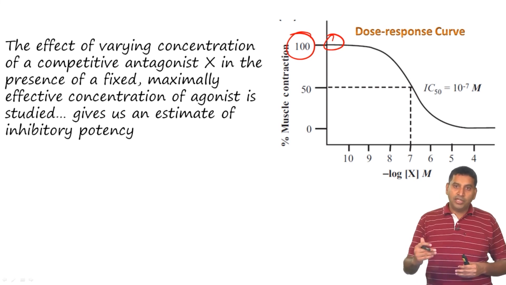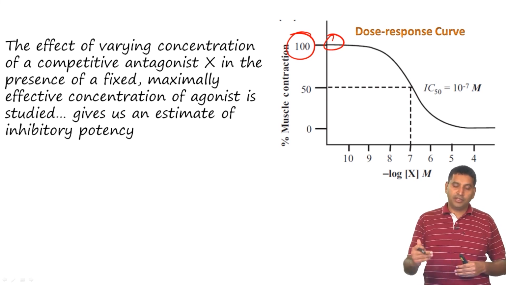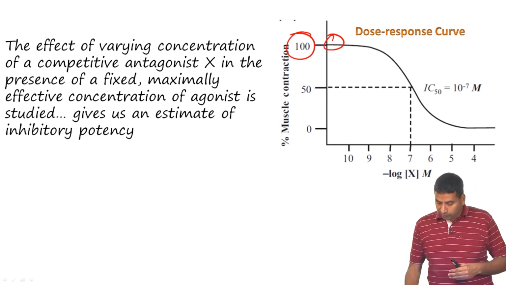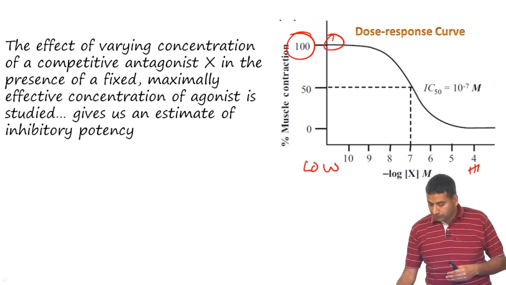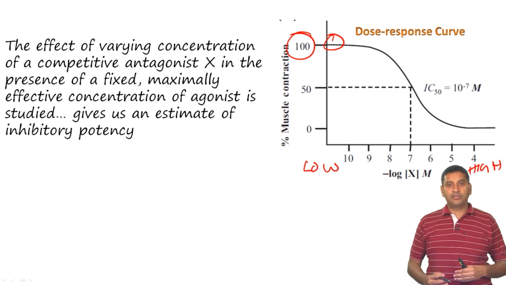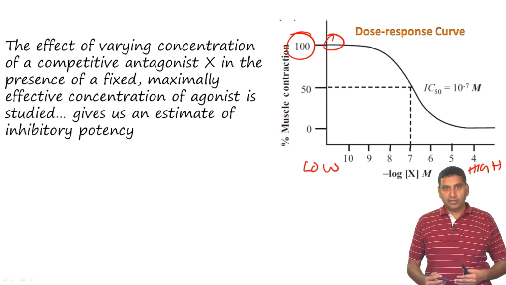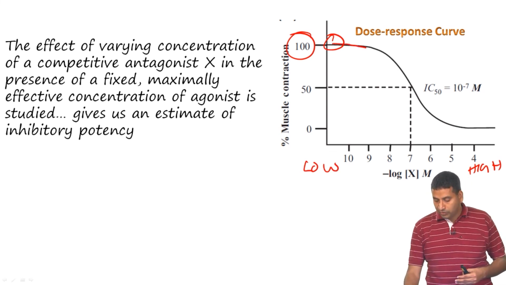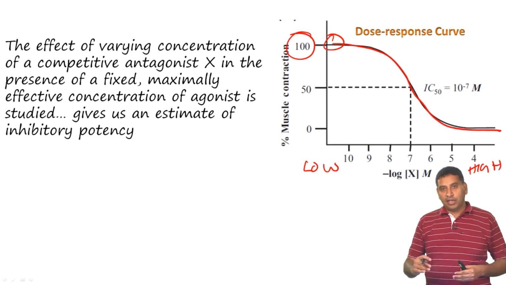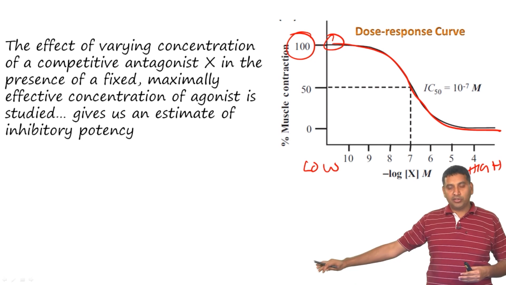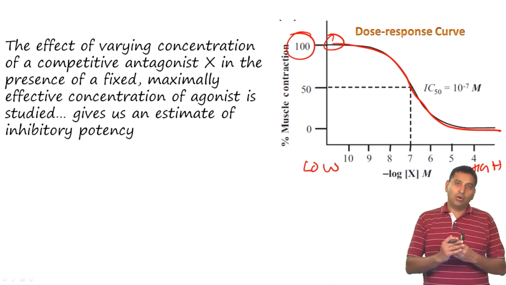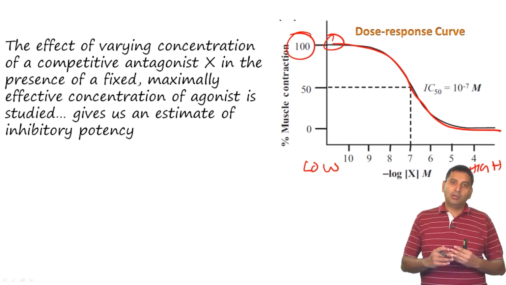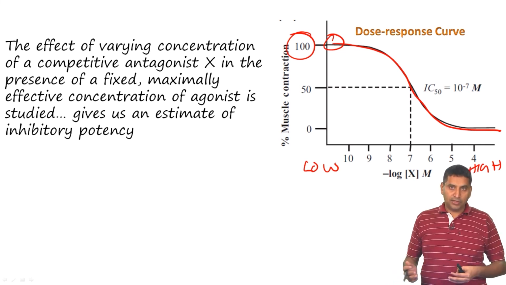Now, as you slowly increase the concentration of the antagonist, again here the concentration is low and this is high, you will find that at some point you will start seeing a decrease in muscle contraction. And as you go to a very high concentration of the antagonist, you will find that there is no muscle contraction, because all the receptor sites are now being occupied by the antagonist.